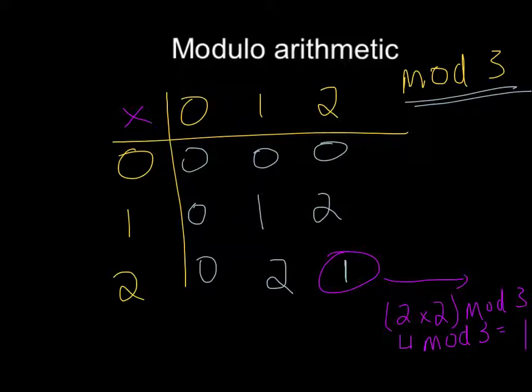The key here, guys, is that across the top and down the side you have your residues, and then you perform the actual operation, whatever it is that's been indicated in the top left hand corner. Once you get your answer to that, you do your mod whatever. Okay, let's do one more example of this, of an addition.